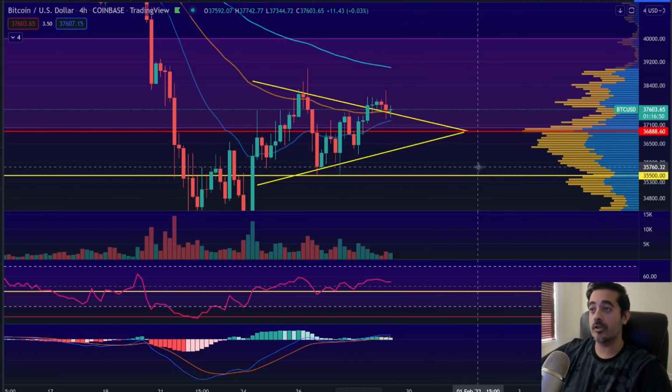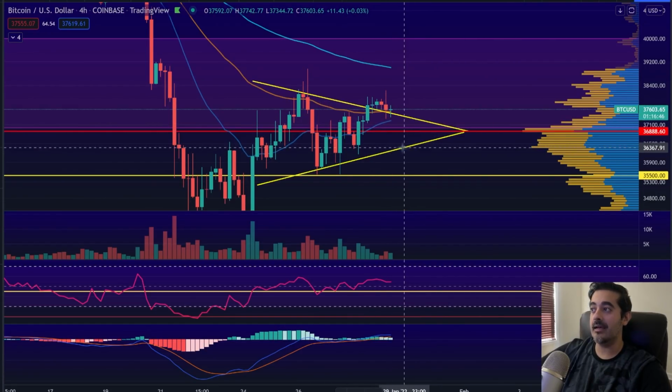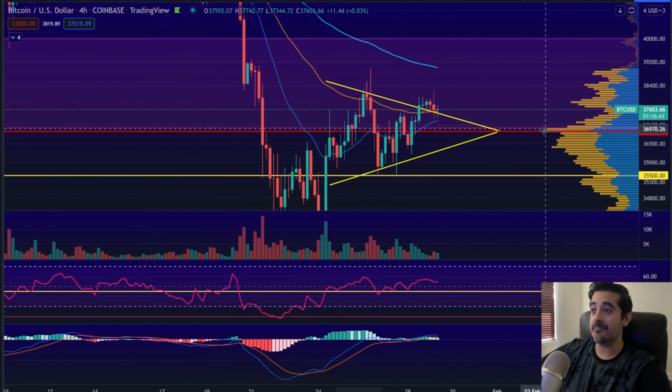This is assuming the correlation to the Dow continues. So that's kind of what I'm expecting. Keep an eye on it. I'm looking at around 36,000 to be a decent buy zone.